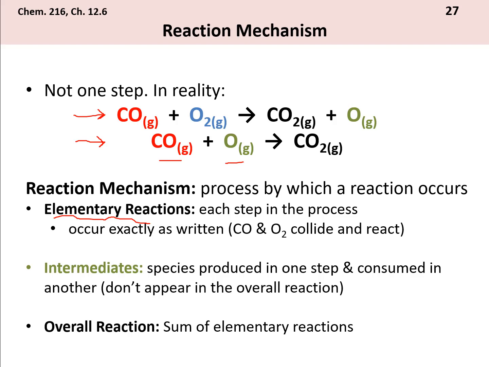Now let's look at this reaction mechanism. So we take CO and O2, this forms CO2 and O. Now this oxygen atom reacts with another CO to form CO2. Okay? So this oxygen atom is made in one step, and then it goes away in the next. This is what we call an intermediate. Okay? They are ones that are made in one and gone away.